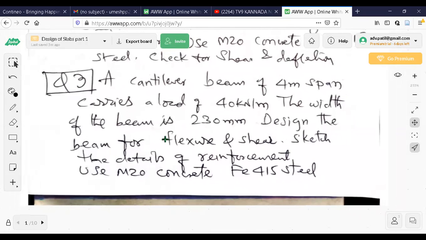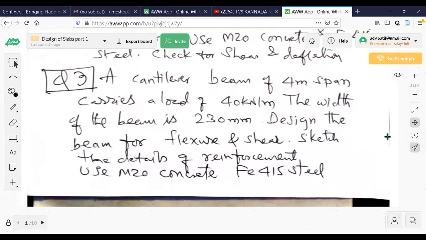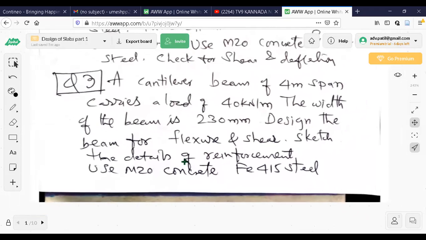That is why I'm telling you, on your own, you try to solve these problems. In case of difficulty only, you start asking here and there. If you copy paste it, it is of no use. So this third example is, I think, again a doubly reinforced section.